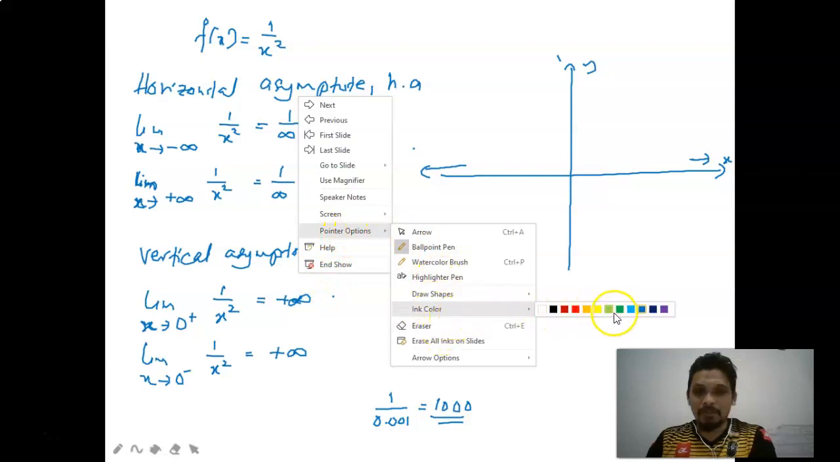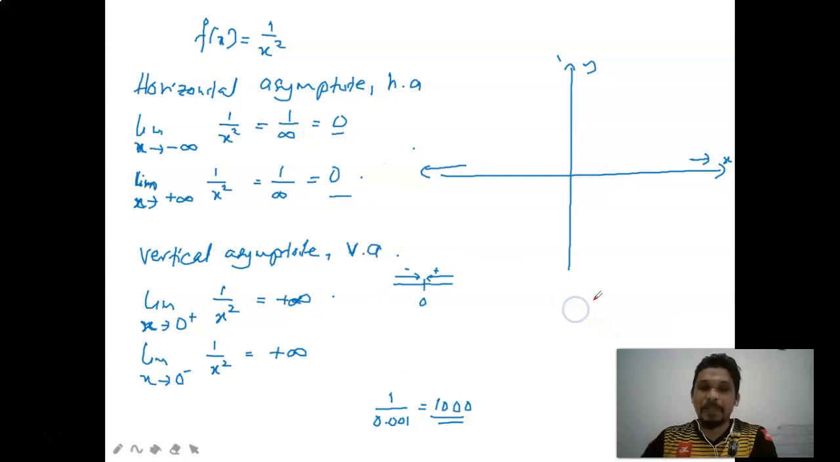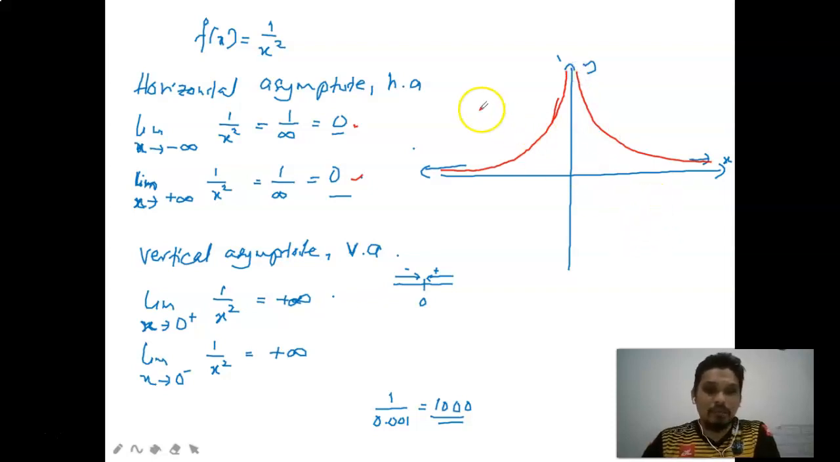So we are going to sketch the graph using different colors here. Approaching 0 and 0, this is the line direction here, and then positive infinity and positive infinity. So the graph will be something like this. Okay, so this is a graph of y equal to 1 over x squared.